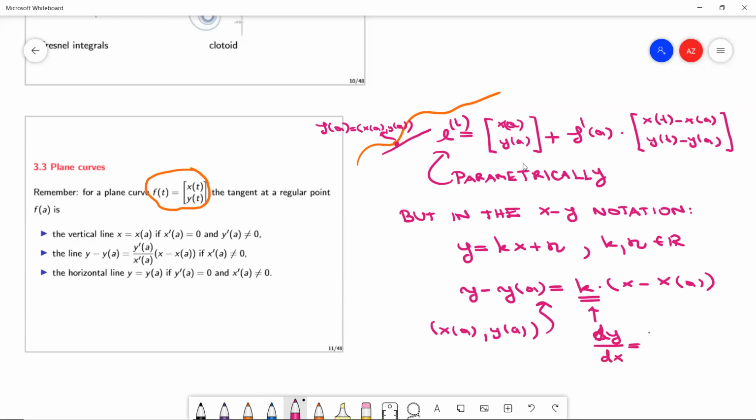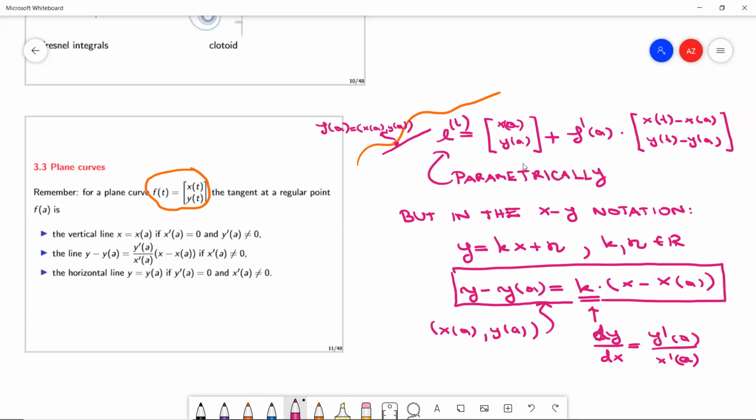So it's just y prime at the point A over x prime at the point A. So this is the expression for the tangent, and this is true if everything is normal. So if we don't have a vertical or horizontal tangent, because x prime of A shouldn't be 0. If x prime of A is 0, then we cannot compute this slope.